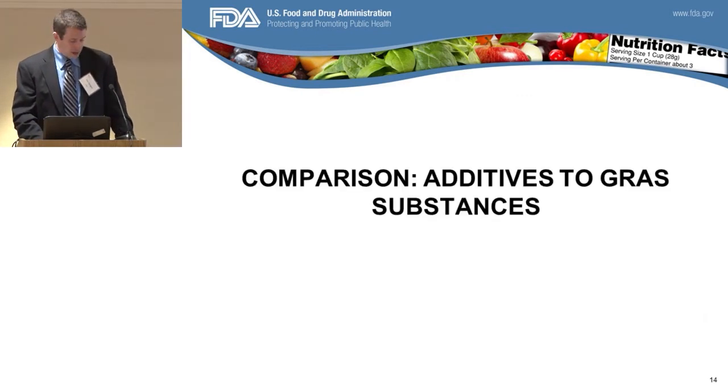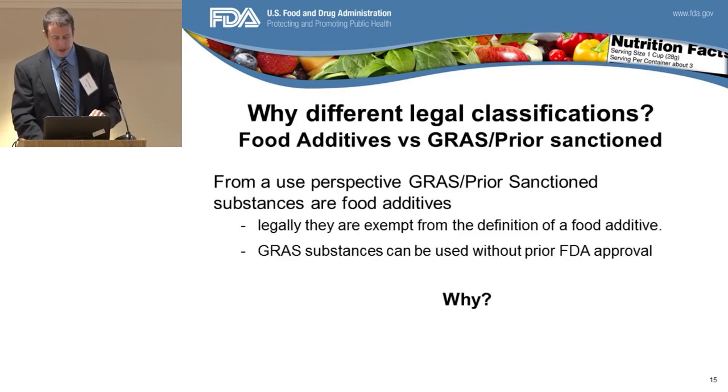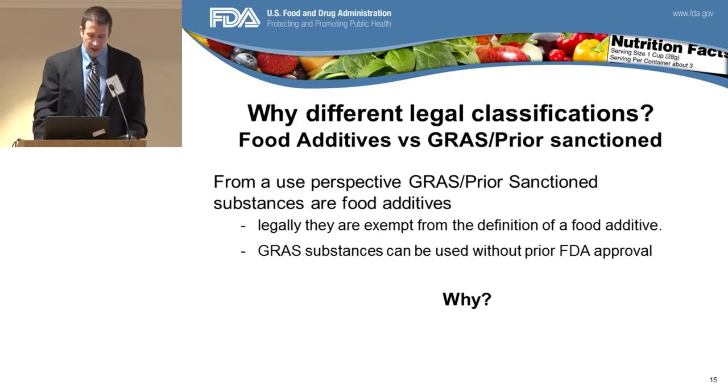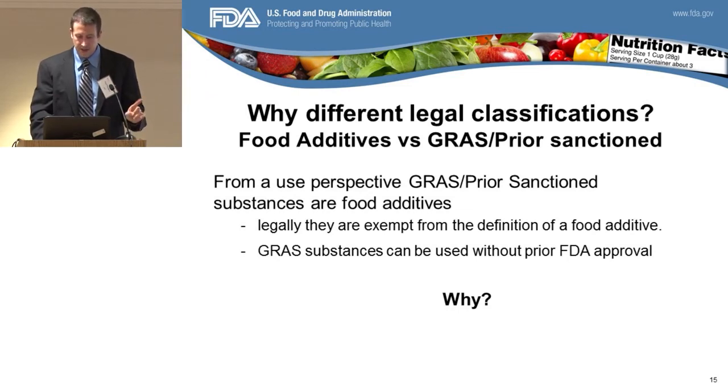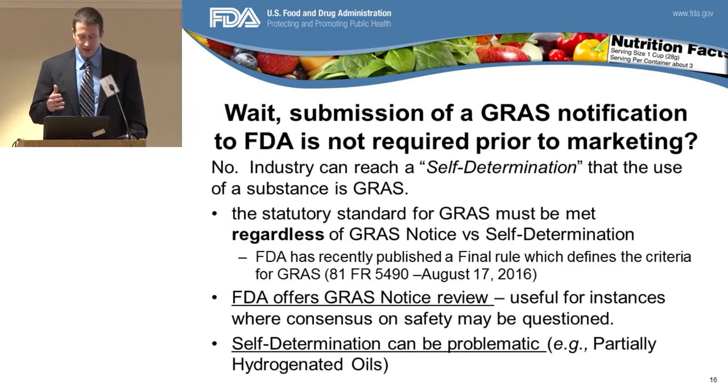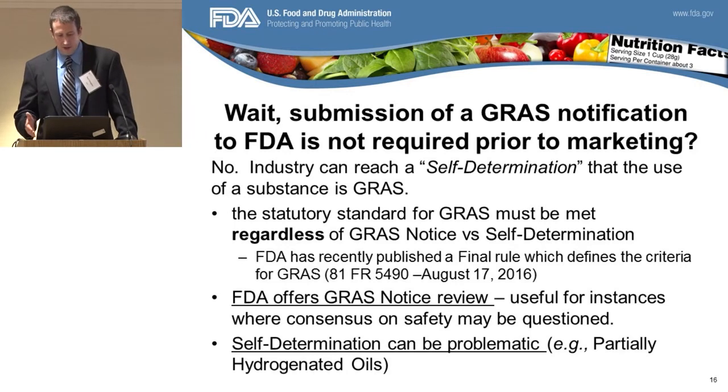So now let's talk about GRAS substances. So as we said before, from a use perspective, generally recognized as safe. You use them basically like other food additives, but as opposed to what FDA would consider to be a food additive, GRAS substances can be used without prior approval. As soon as everybody hears that, they're like, wait, you mean you don't have to submit a GRAS notification to FDA in order to use a substance that's generally recognized as safe? And the answer is no.